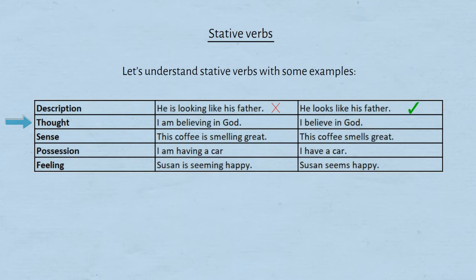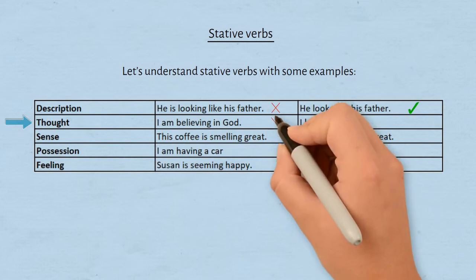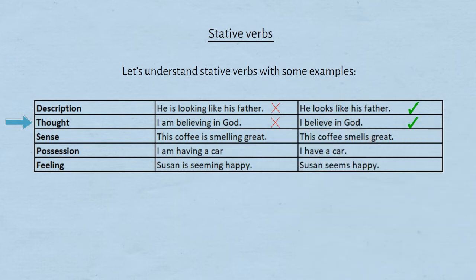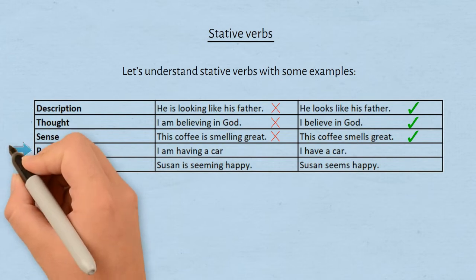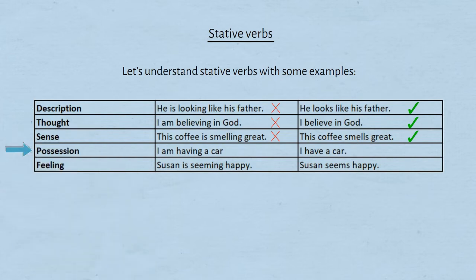Thought: I am believing in God. It is incorrect. The correct sentence is I believe in God, your belief system. Sense: this coffee is smelling great. That's incorrect. This coffee smells great. Possession: I am having a car. Again, incorrect. I have a car. Feeling: Susan is seeming happy. The correct usage is Susan seems happy.